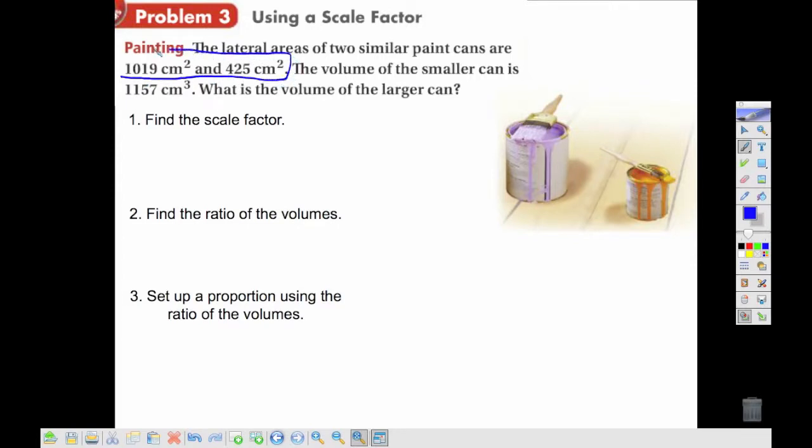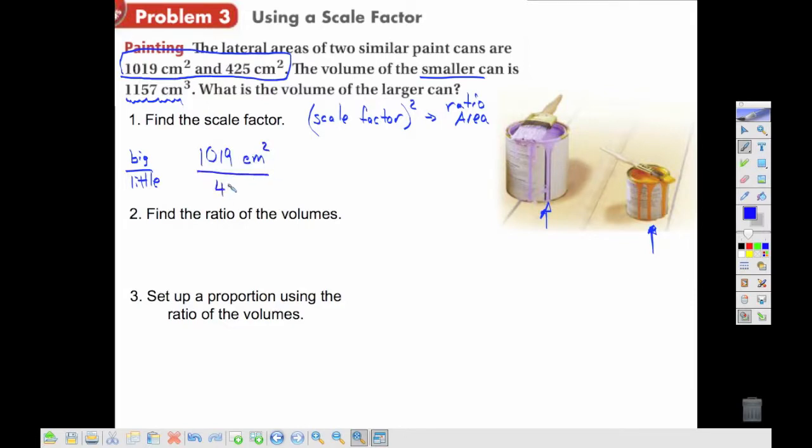Okay, one way that we can use the scale factors in this problem, notice they give us information about the ratio between the areas. Then they also give us the volume of a smaller can here, and they want us to find the volume of the larger can. So the first thing we need to do is find the scale factor. Now remember, our scale factor, if we square it, will give us the ratio of the areas. Since they've given this as our areas, I'm going to write it as the big area over the smaller one would be 1019. We can even leave the units in here. That might help us with these, over 425.